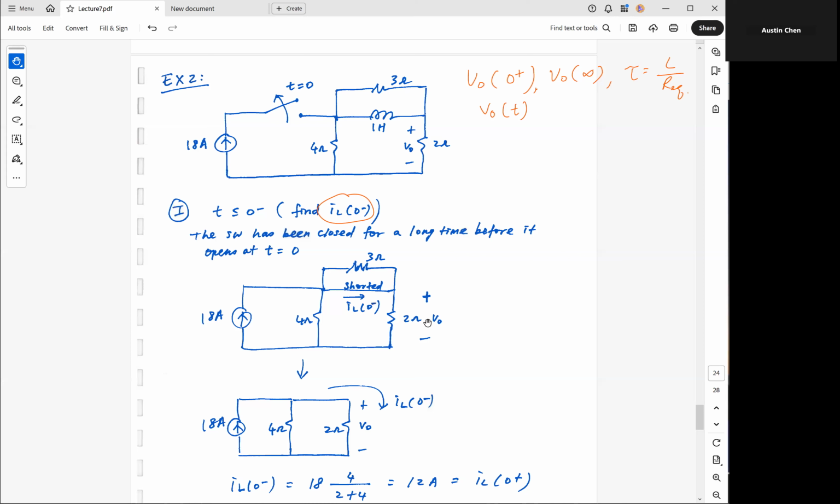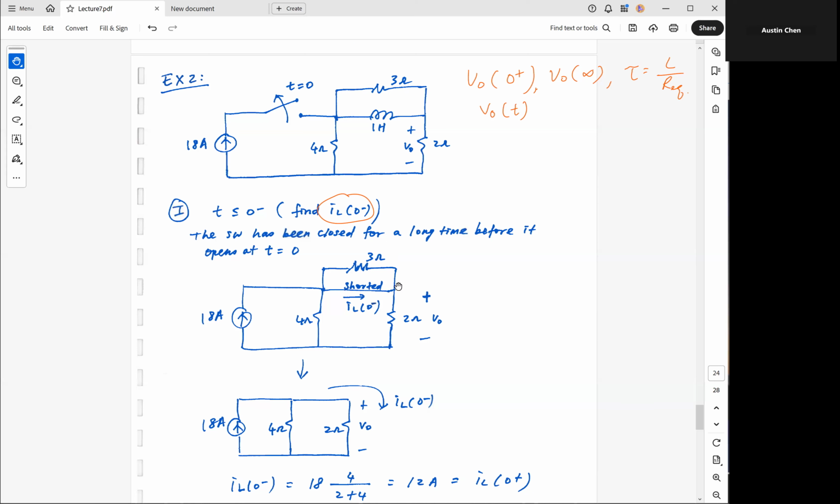And based on this, I need to find a way to figure out what this V0 at 0 plus is. All right, so let's do it step by step. Let's first find IL at 0 minus. It's this IL over here, right?